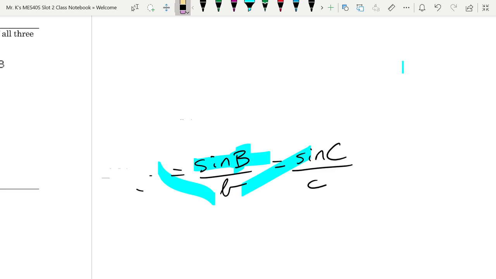Now, once again, what if the angle you're looking for isn't angle A? How do we adapt this formula for something that's a different letter? We'll get to that in a minute. First thing we're doing is realizing, well, when do we use this formula? We use it when we're given all three sides.